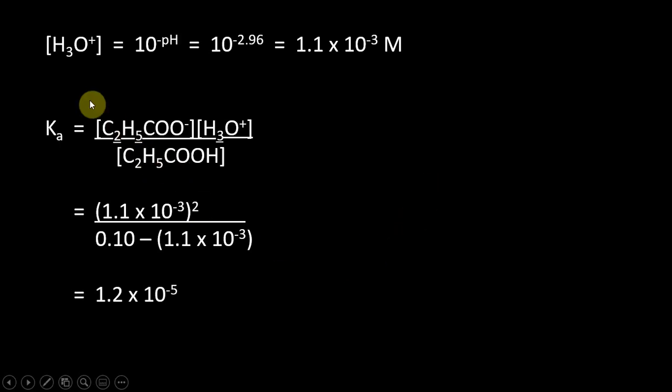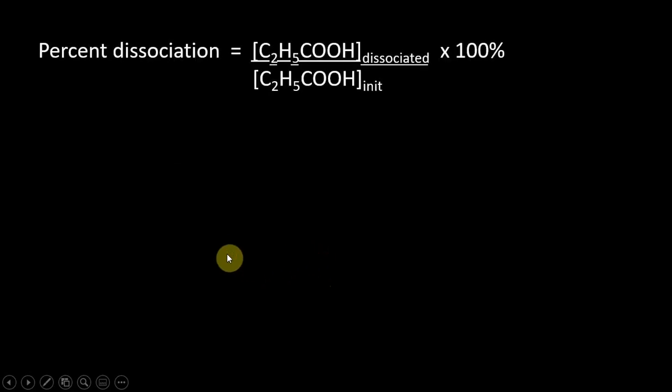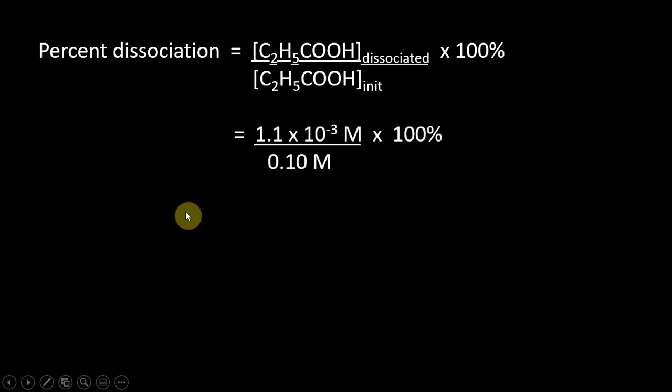All right, now from this, we should be able to figure out what's going on here in terms of the percent ionization, or dissociation, I guess. So what we do is we take our acid dissociated concentration over our initial concentration, and we multiply by 100%. So the 1.1 times 10 to the minus 3 molar over the 0.1 molar times 100% gives us 1.1% dissociation.